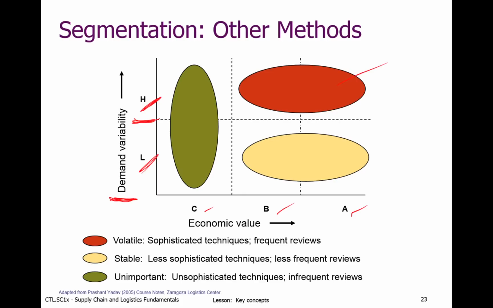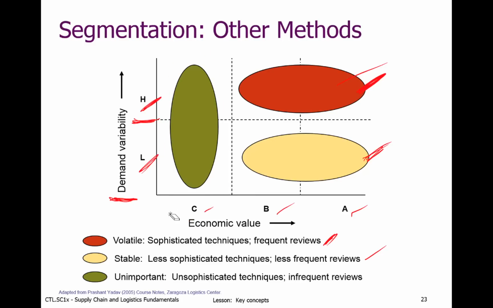For these ones in the top right, these are the volatile. I'm going to use very sophisticated techniques, frequent reviews. I'm going to spend a lot of time on them. Now the ones down here in the lower right, the stable products, I can automate some of those practices, less frequent reviews, and maybe use some manage by exception. So these would be the critical high value ones that I really spend a lot of time on. These ones a little less. And then these ones, the C items, whether they're low or high variability, I'm going to be as simple as possible, very infrequent. But what we've done here is introduced other ways of categorizing.